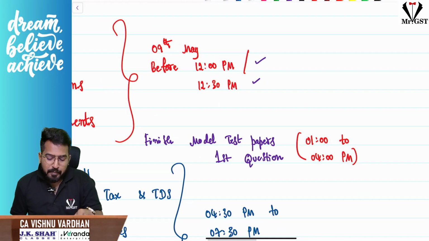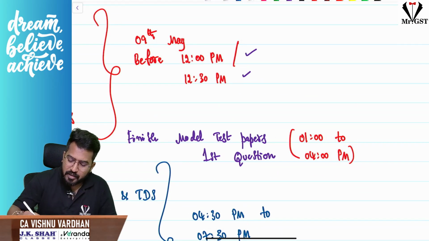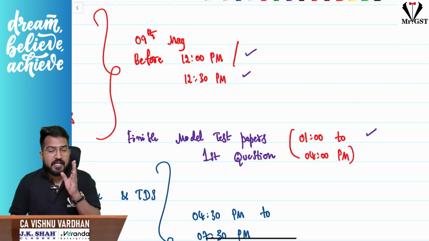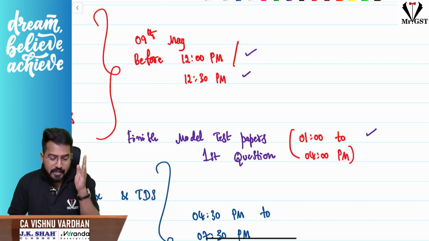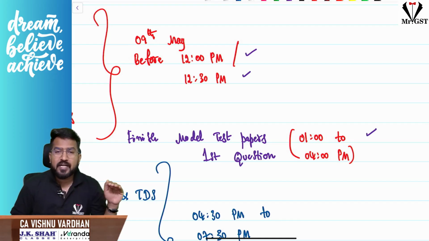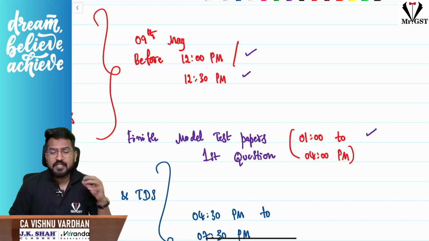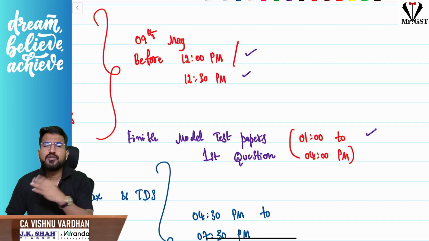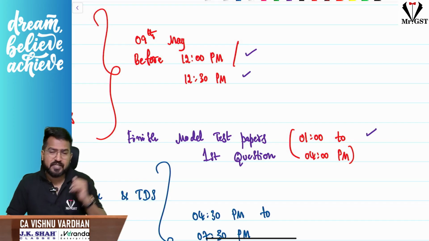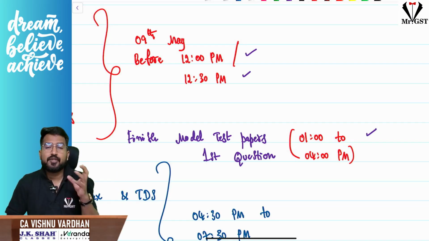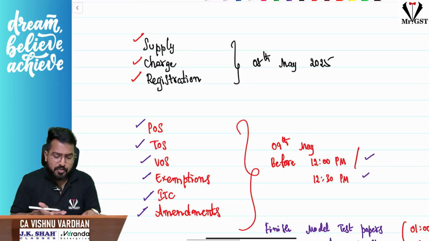And make sure between 1 p.m. to 4 p.m. in the afternoon tomorrow, that is on 9th May, you are solving model test papers, whatever is available on the ICA website. The first question there will be like the calculation of net GST payable question. That question, you solve all the questions. So hardly 6 model test papers are there. Finish off those so that you have hands-on experience on all these provisions whatever you read.